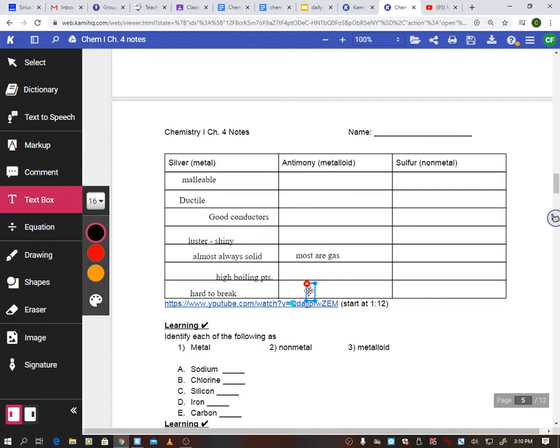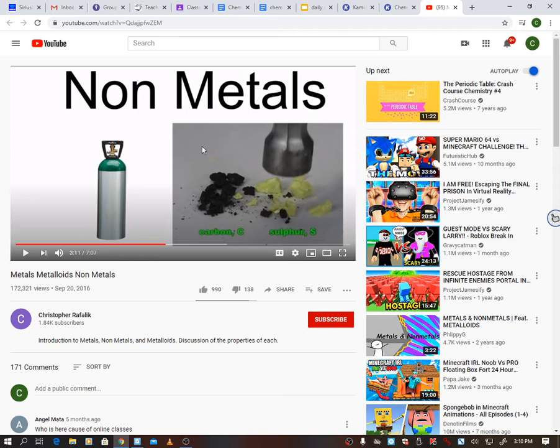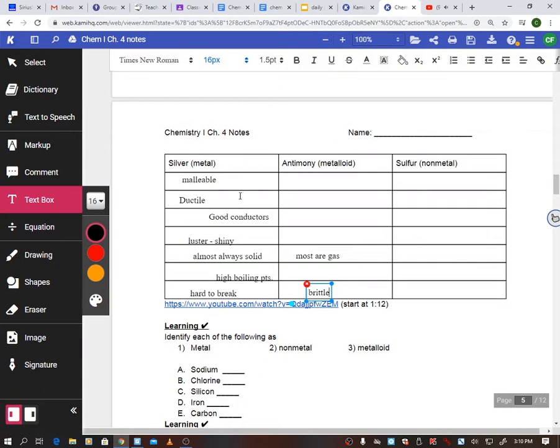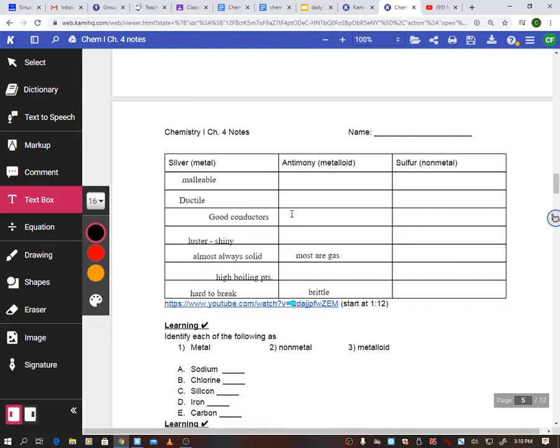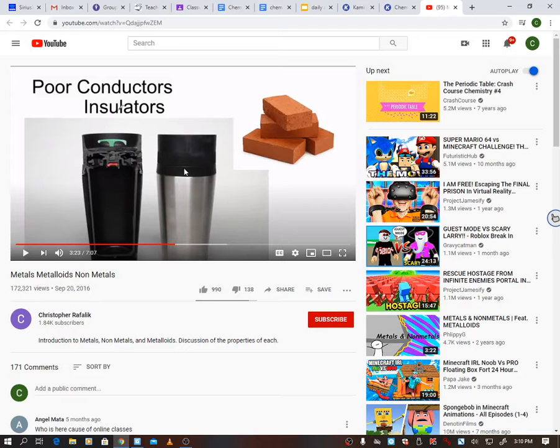So I'm going to put that one here. You could put them wherever you want to. I'm just trying to match them up. Brittle. They're also poor conductors. Okay, so they are poor conductors. They are literally almost the opposite of everything that a metal is. Okay, we would say they are insulators.